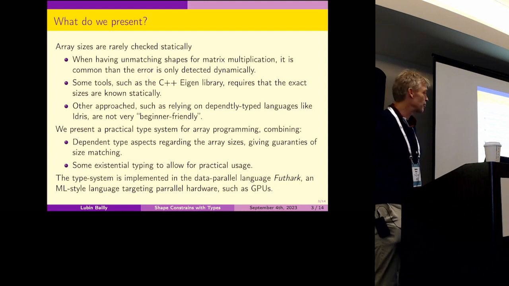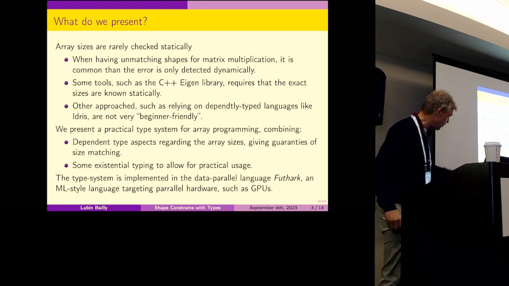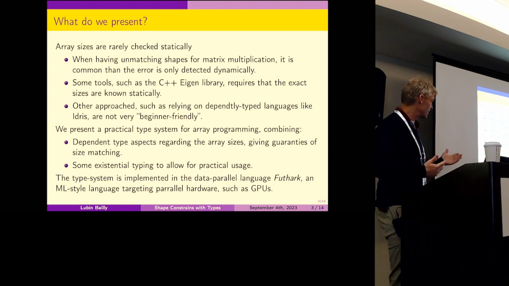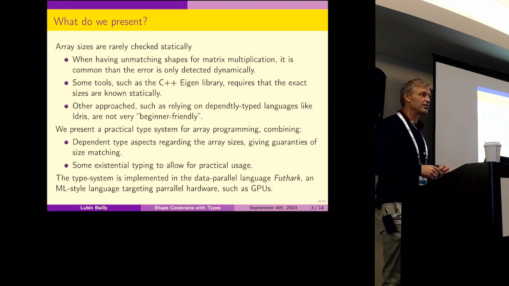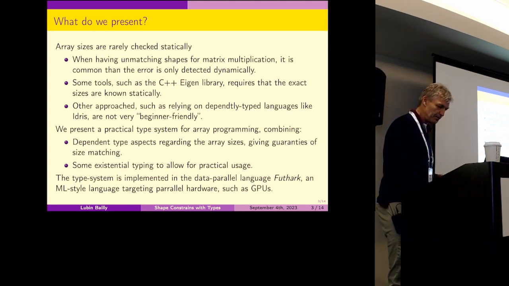And now we can be even more explicit about the sizes than we could before. So now it's also, as we shall see, possible with this new work to reason about the size of the result of concatenating two vectors, for instance, so that we can be explicit about those things as well.